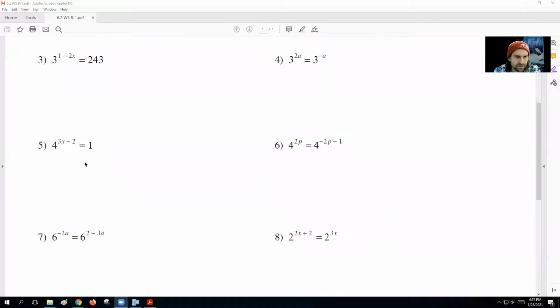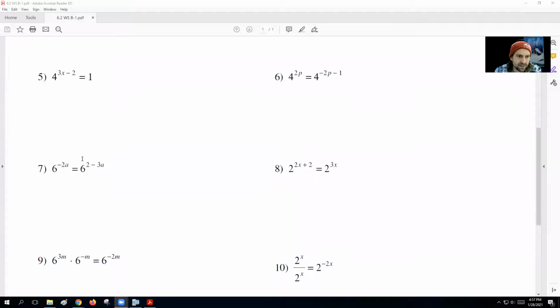Let's keep this going here. Just the problems on the left. That should help you out with some of the problems that are on the right.